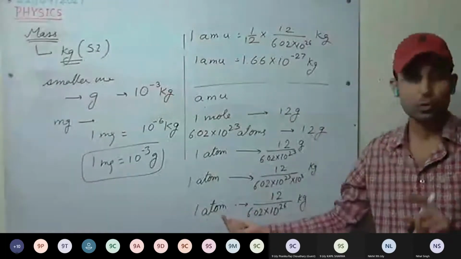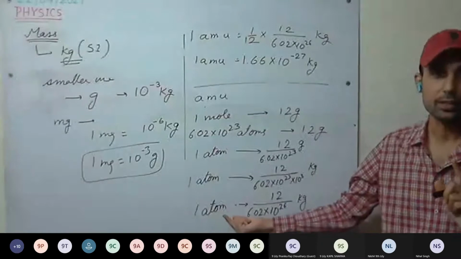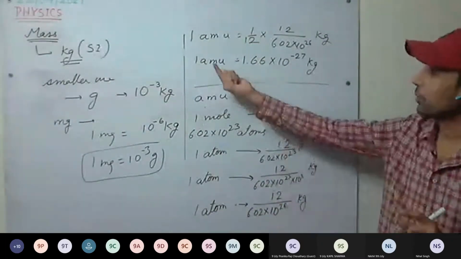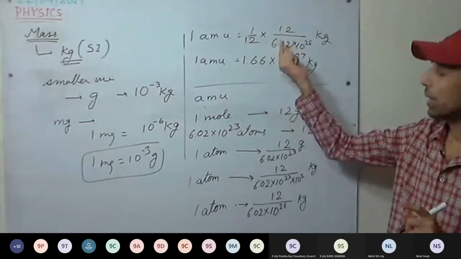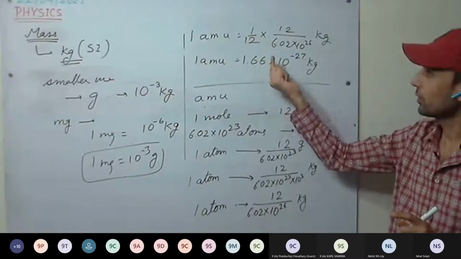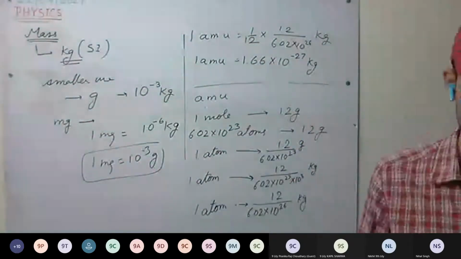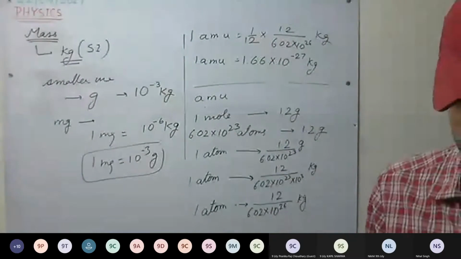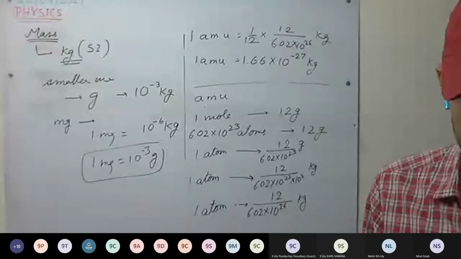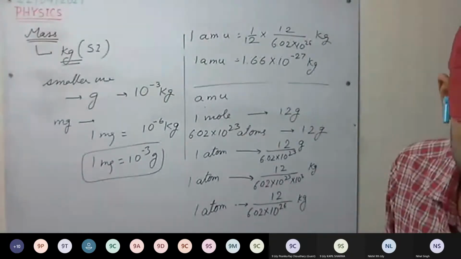This is the mass of 1 carbon-12 atom. And 1 AMU is defined as how much? 1/12 of the mass of a carbon-12 atom. So 1/12 we have written, and 1 AMU comes out to be this much kg. Understood this one? Any doubt in AMU?